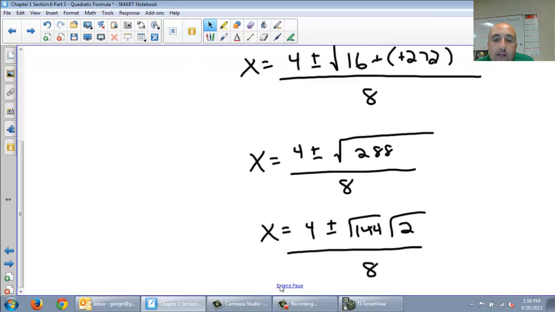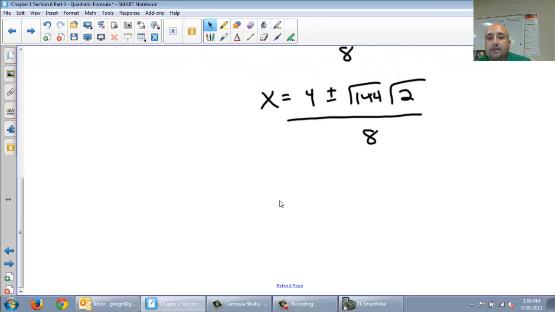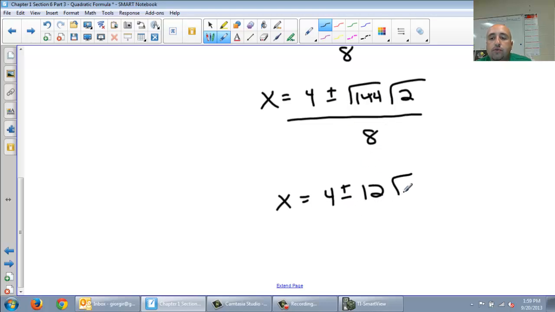All right, so I've got to extend the page a little more here. So let's continue on. X equals 4 plus or minus. Root 144 is 12. Root 2 I cannot simplify, all over 8.